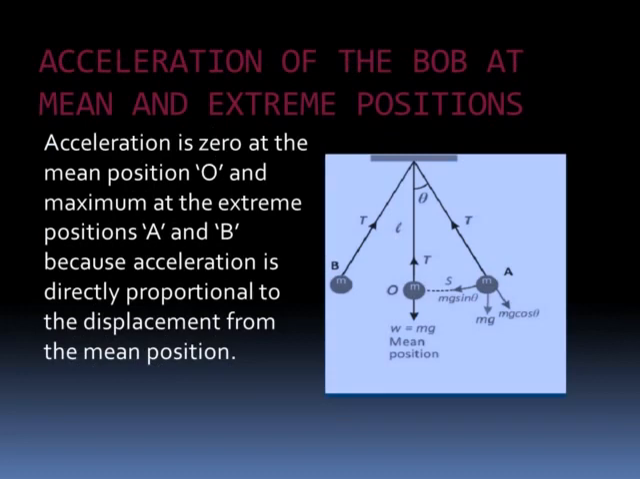The discussion of acceleration produced in the bob of a simple pendulum is also very important over here, as we know that in case of a simple harmonic motion, the acceleration is directly proportional to the displacement from the mean position. So acceleration is zero at the mean position O and it is maximum at the extreme positions A and B.